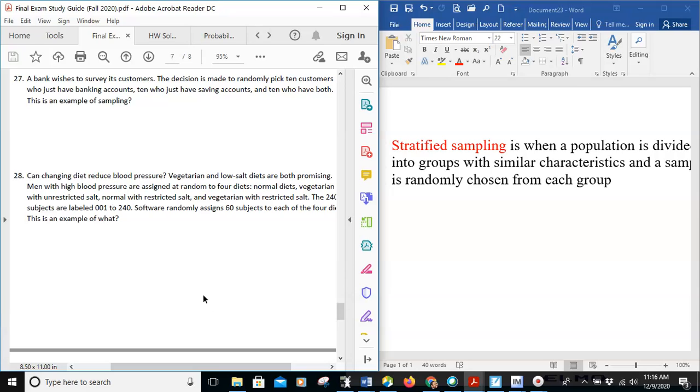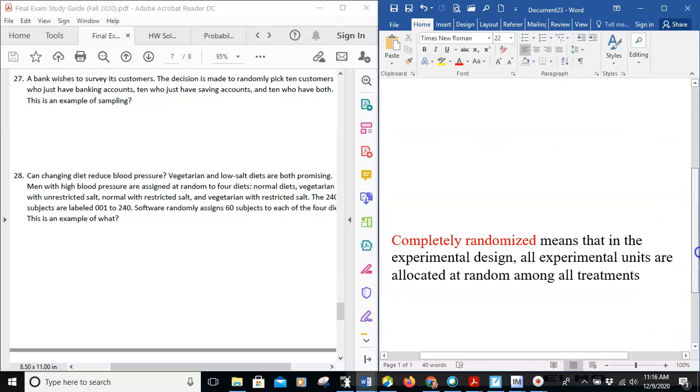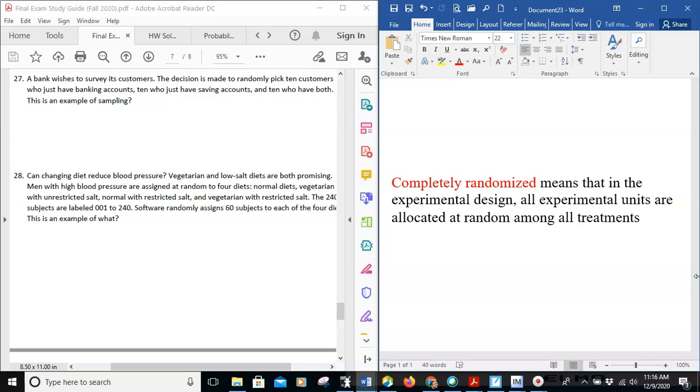So we already talked about, okay, this is an experiment because we're experimenting to see which one of these diets works best. So we know it's an experiment, but we have to figure out which type it is. If we go through our list of experiments in our notes, we'll see that our completely randomized design is what we're talking about here. And what does the completely randomized design mean? It means that all experimental units are allocated at random among all treatments. So if you look at it, there are 4 different treatments happening, 4 different diets.